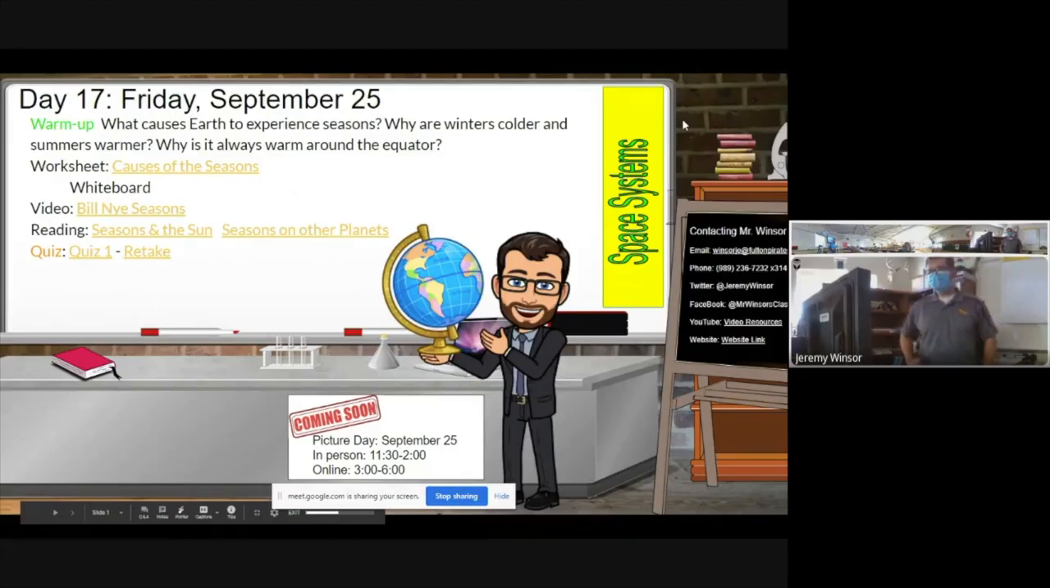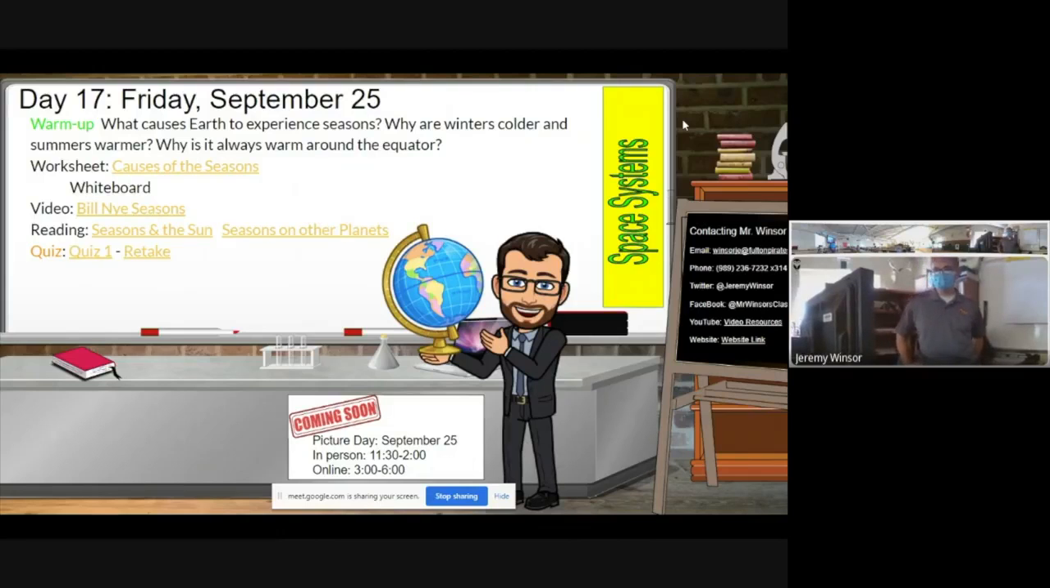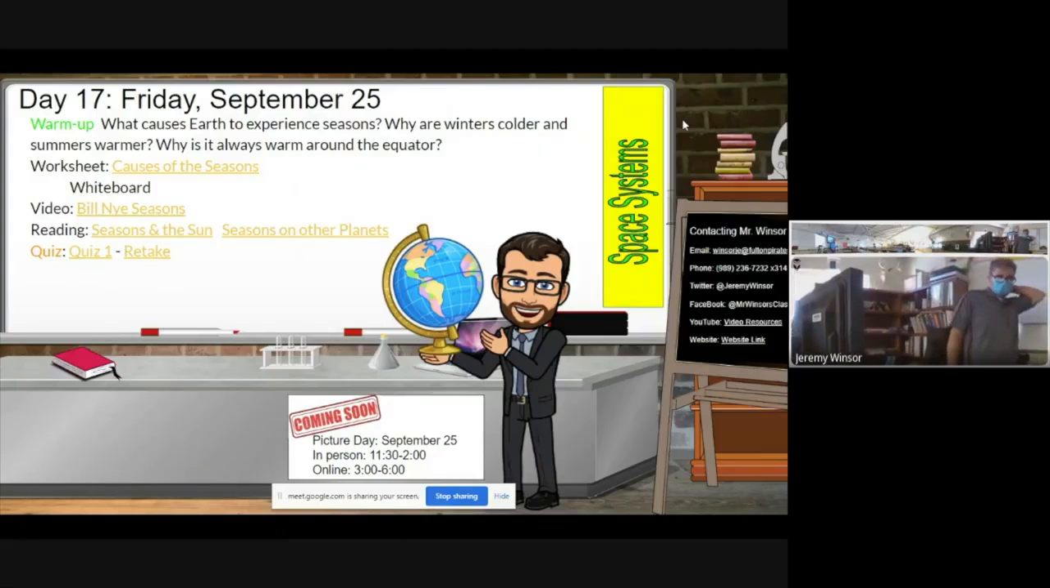What causes Earth to experience seasons? Why are winters colder and summers warmer? And why is it always warm near the equator? So in your digital lab notebook, find a spot to answer these questions. It could just fall under this unit materials for space systems. You could write each one of these questions out and just answer them briefly to the best of your ability.